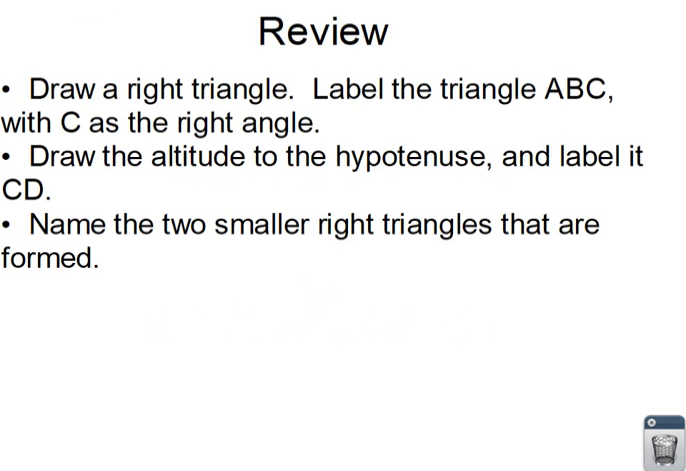All right, for the review, I want you to go through and work it and see if you actually understand. It says draw a right triangle. You should be able to do that, no problem. Label the triangle A, B, and C with C as the right angle. That's the important part. The other two, A and B, you can put wherever you want them. Draw the altitude to the hypotenuse, so you need to remember what altitudes are, and label it CD.